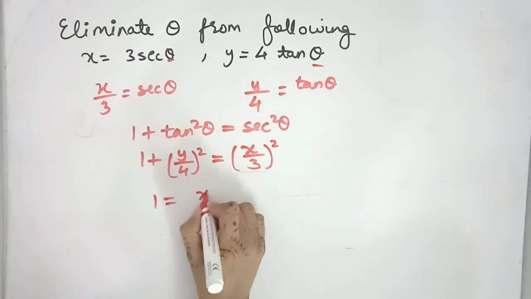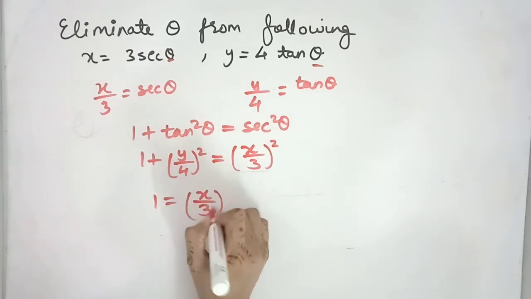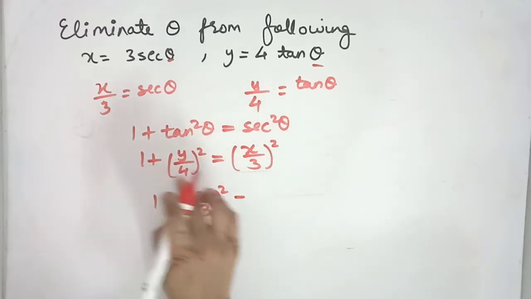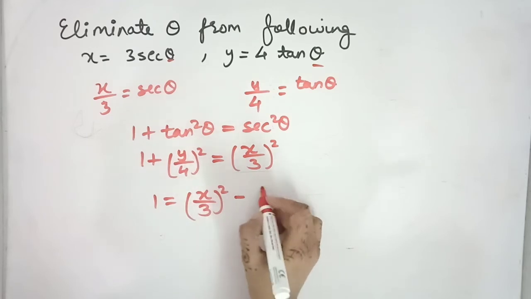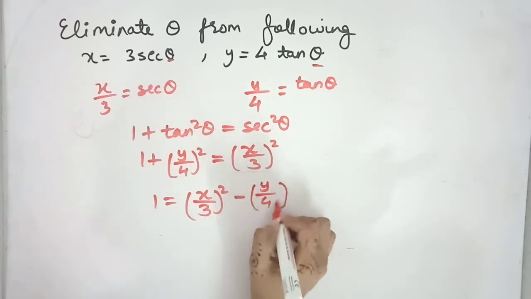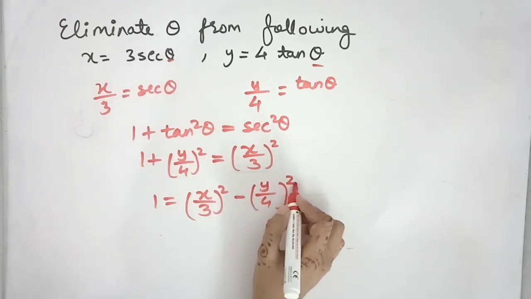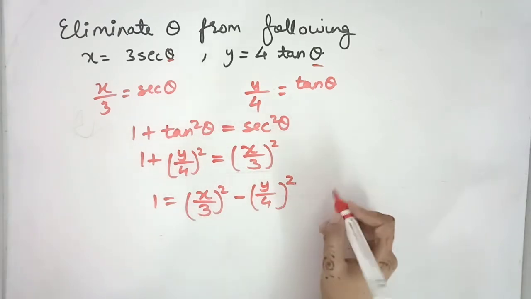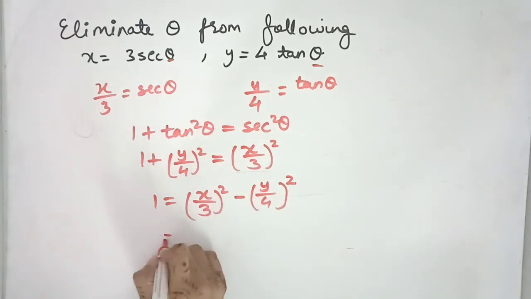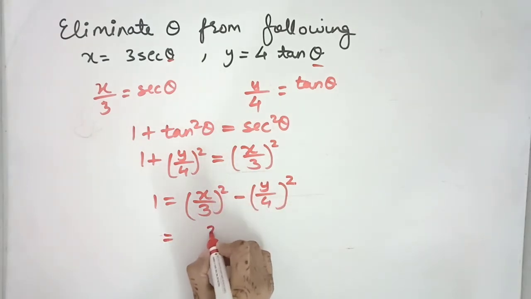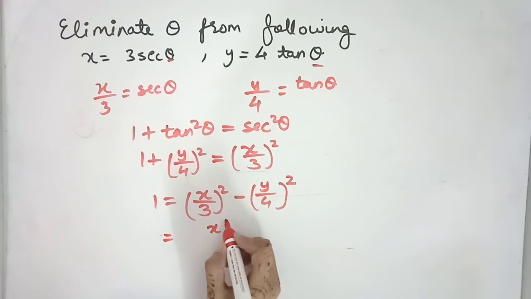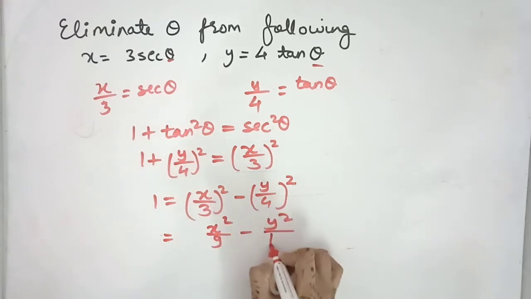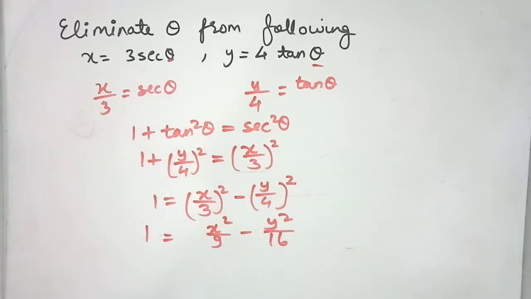So this will be equal to (x upon 3) square. This whole value will be shifted over there, so (y upon 4) whole square will be minus (y upon 4) whole square. If you want to simplify, you can simplify it like x square upon 9 minus y square upon 16 is equal to 1.